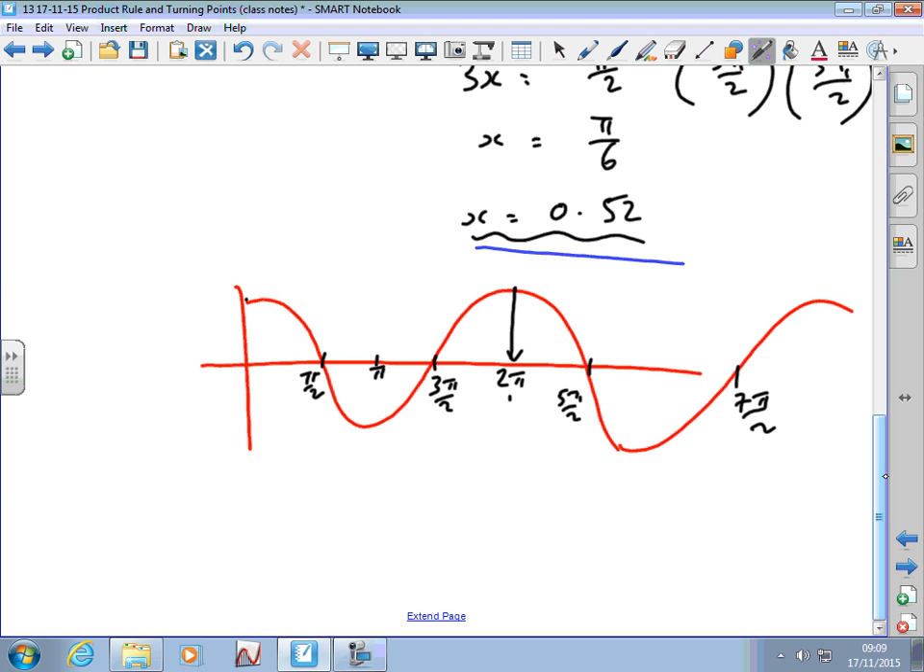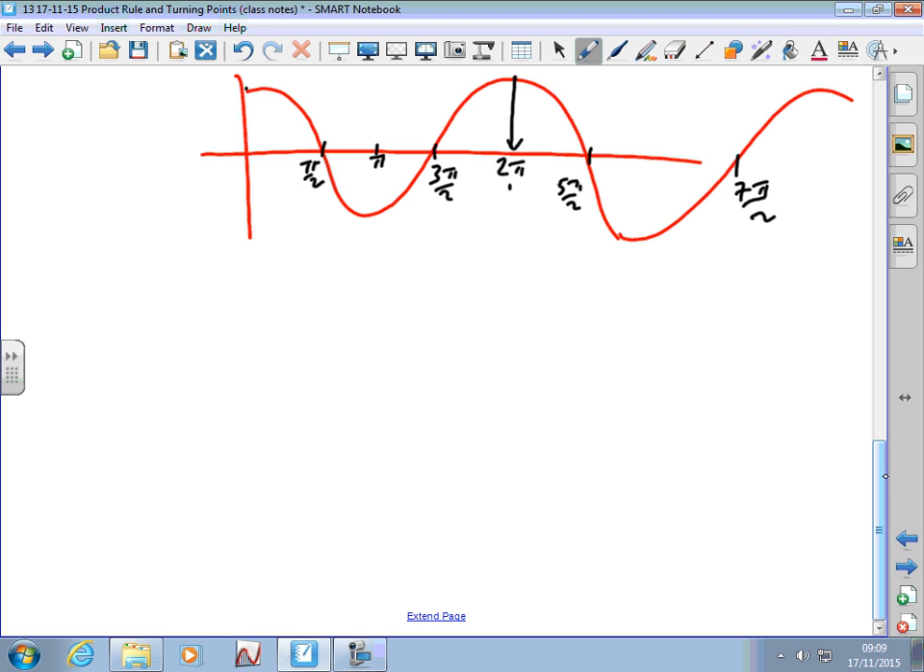And so we found the point at which we get this maximum value. Step 3 was to confirm whether or not this is a maximum or a minimum by finding the second differential. d2y by dx squared. That's the notation for the second differential.